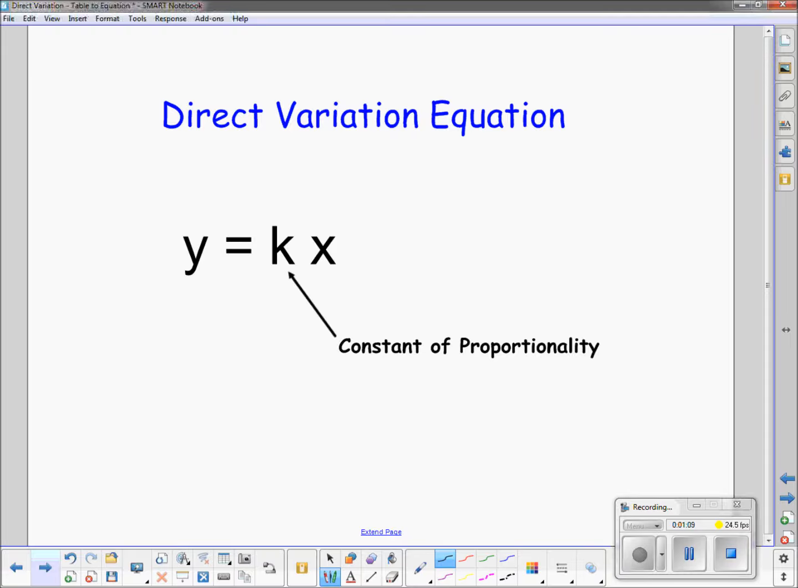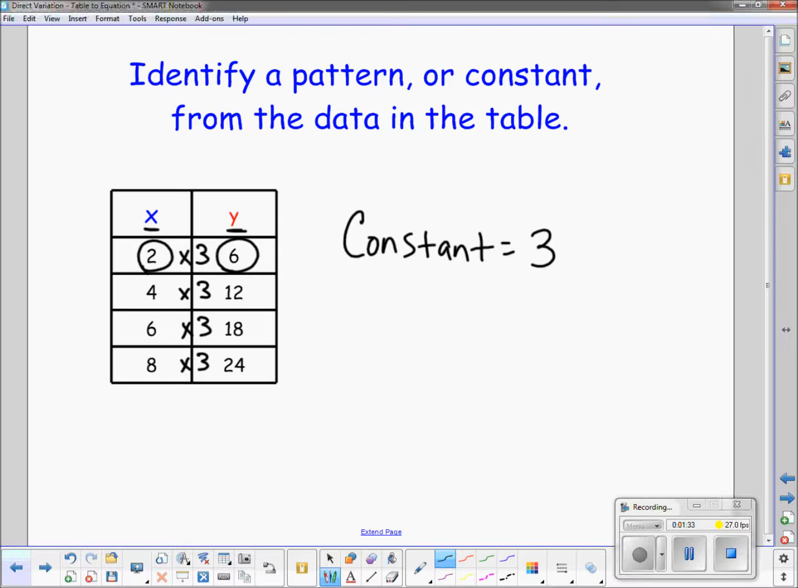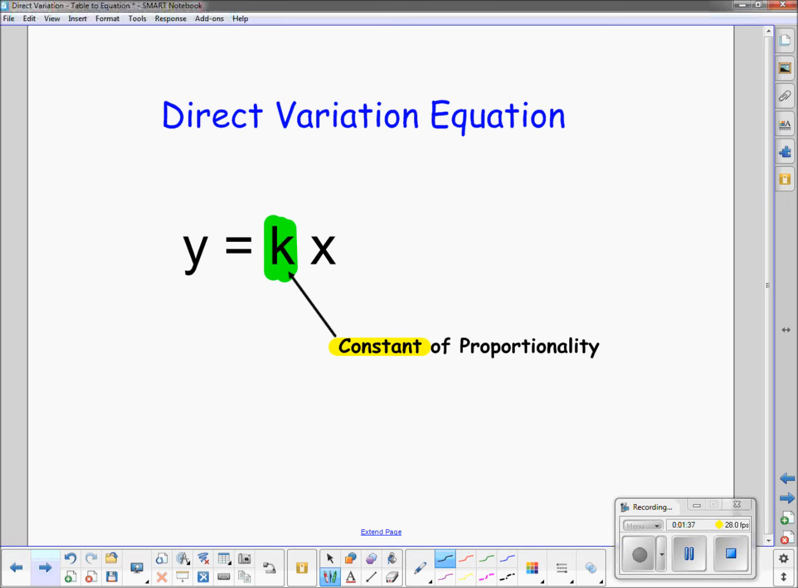In direct variation, there is a specific equation that follows along, and that is y equals kx. Now the k has a special meaning, and the k stands for the constant of proportionality. Notice that I highlighted the word constant because that was the same word that I noticed a slide prior where I said the constant was 3. Now I'm saying that the constant will be in the place of the letter k.